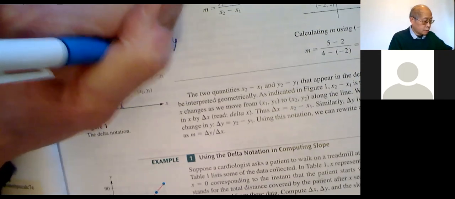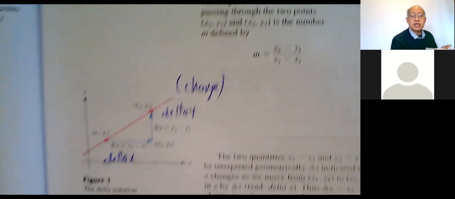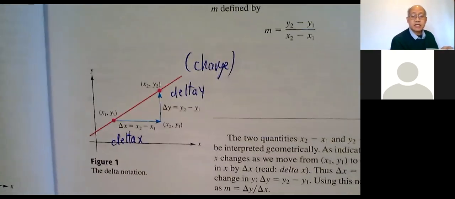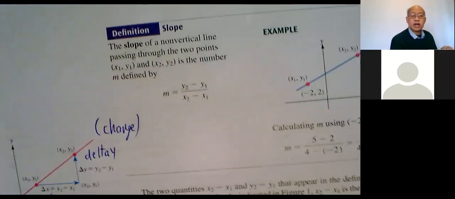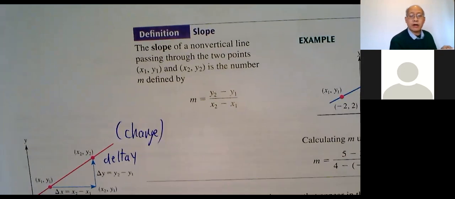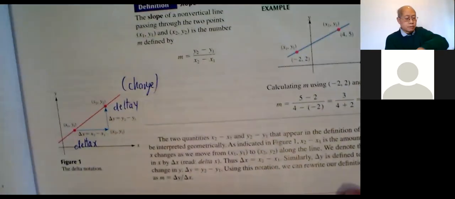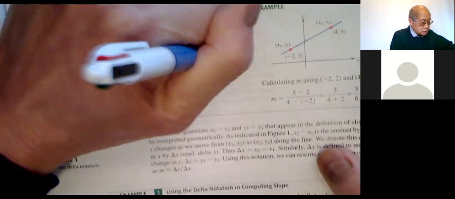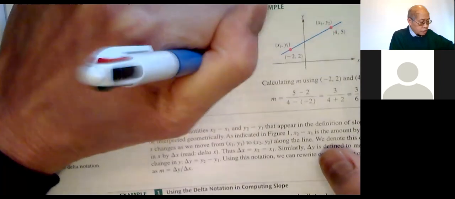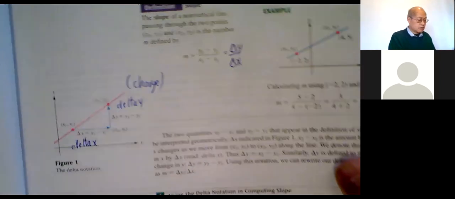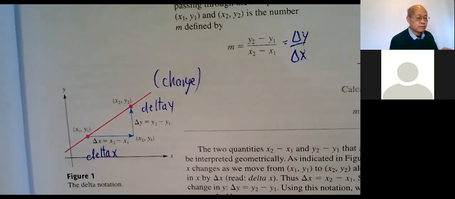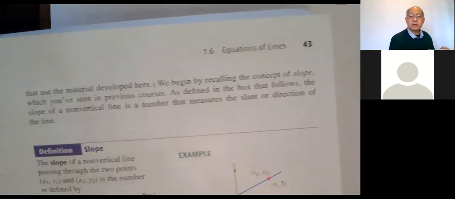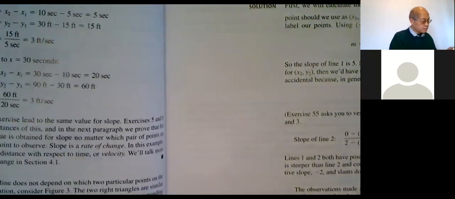I'm going to write it directly in my book. So delta y, change in y. Delta x, change in x. So you can think of m as delta y over delta x sometimes. I'll put that over here also: delta y over delta x, change in y divided by change in x. So that's on page 43. That's slope. I'm sure you've seen that before.